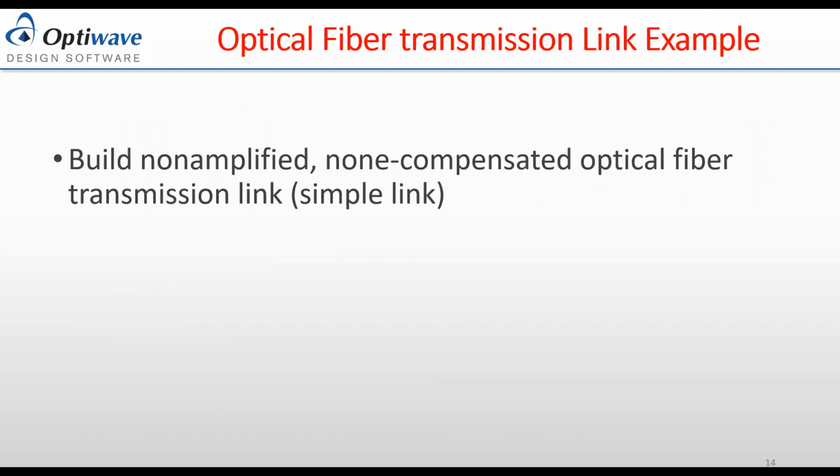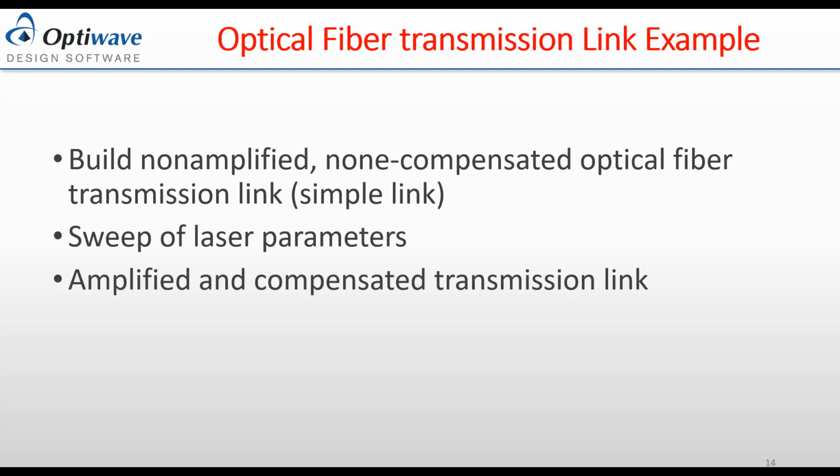Now, in this example, which we're going to talk about today after the break, we're going to look at an optical fiber transmission link. And in this link, we're going to look at different permutations of the link. First, we're going to look at a non-amplified, non-compensated optical fiber transmission link. And in this link, we sweep the power of the laser and look at the performance of this link.